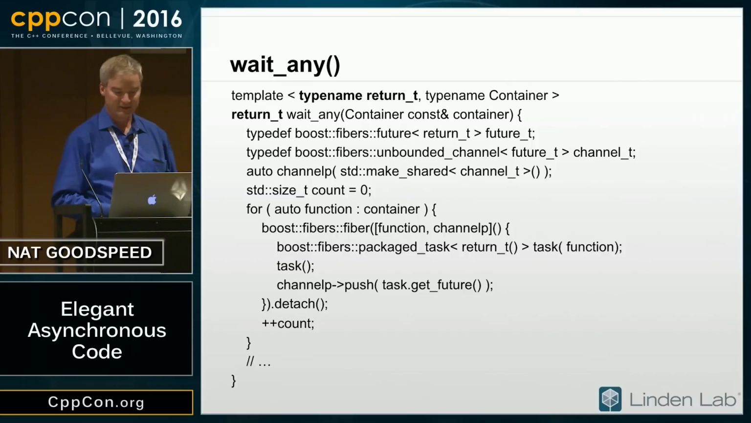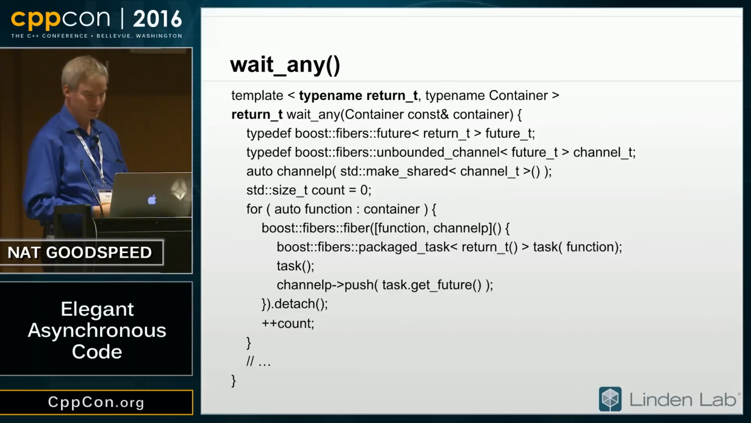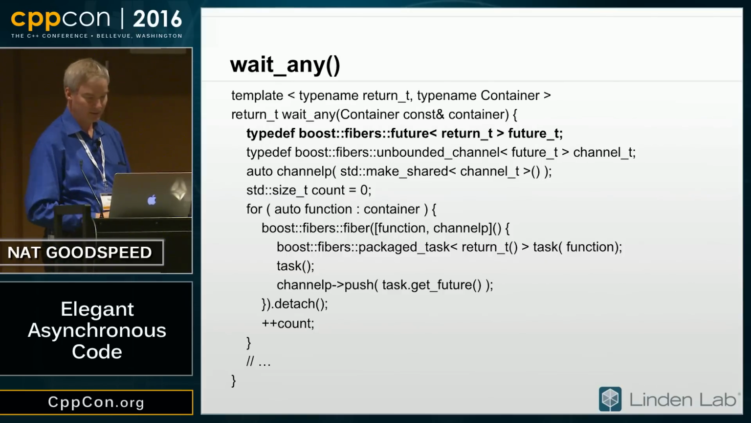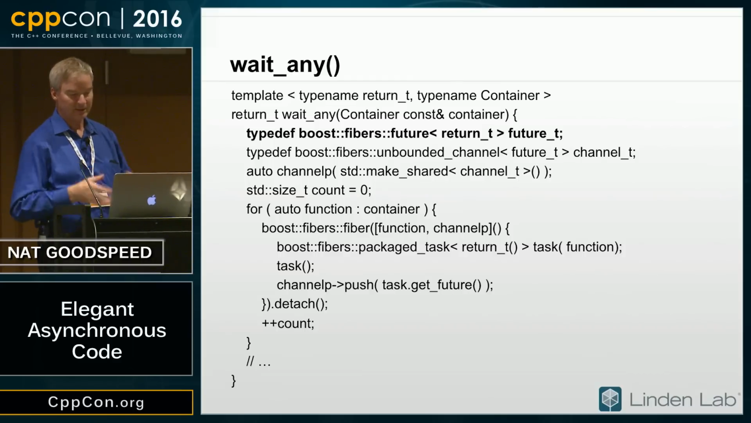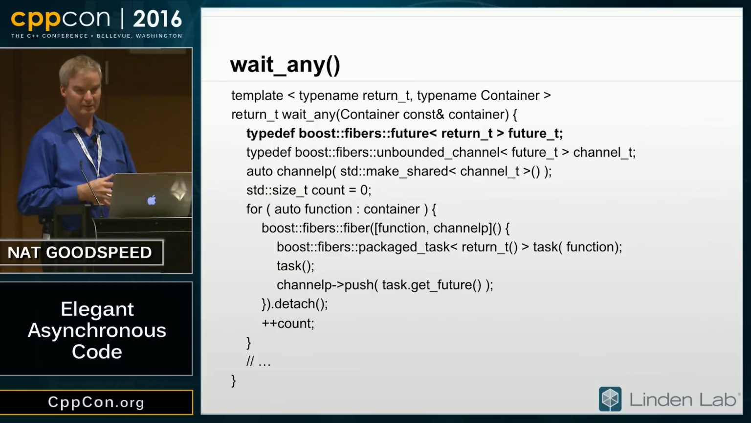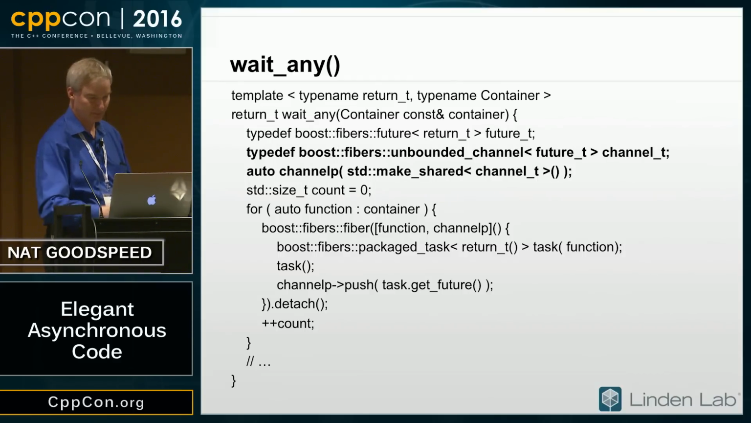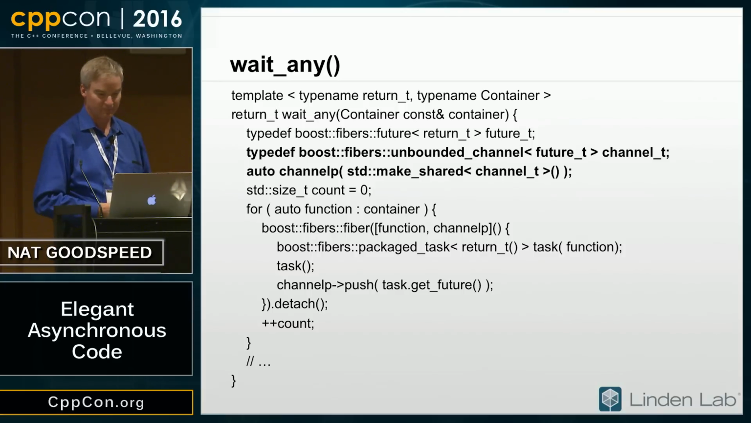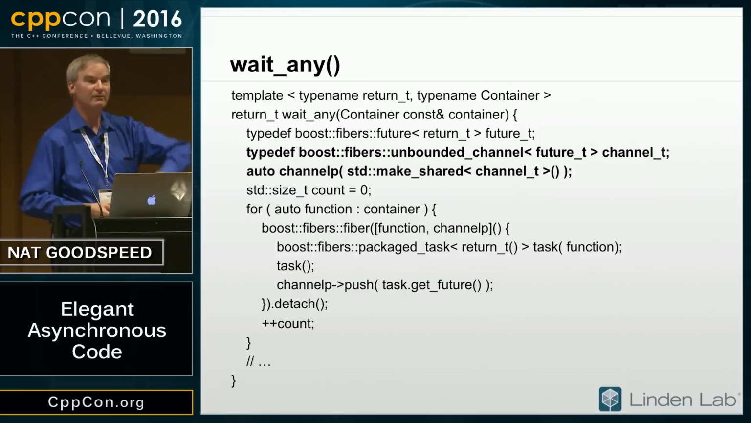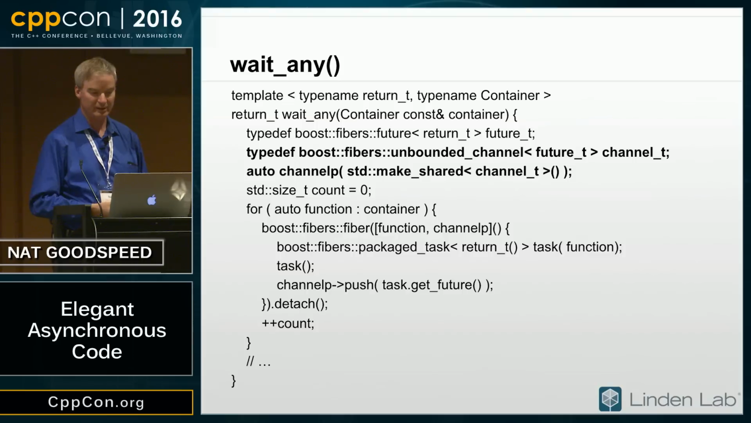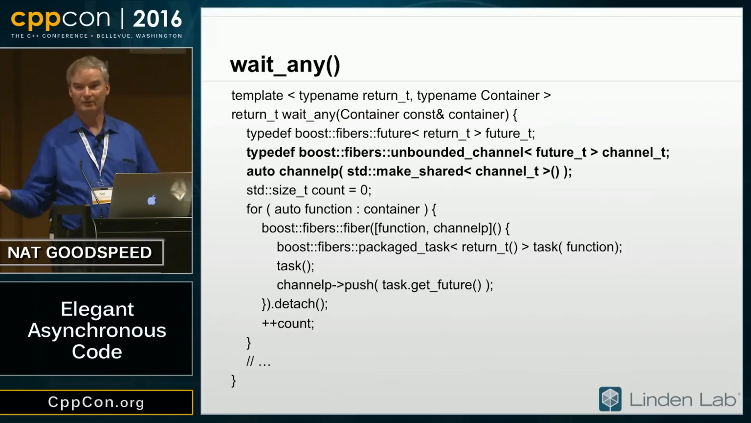Since this template accepts an arbitrary sequence container of functions, I'm going to make the caller explicitly specify the desired return type. The key is that we're going to collect futures representing the result of each function. Make an unbounded channel of those futures. We use shared pointer because wait any is going to return before the last of the fibers completes. That's the whole point of wait any.